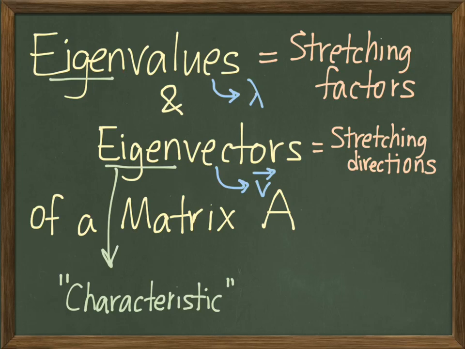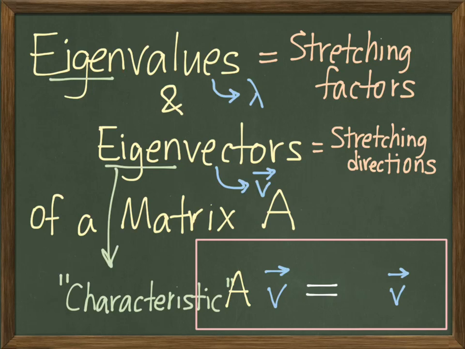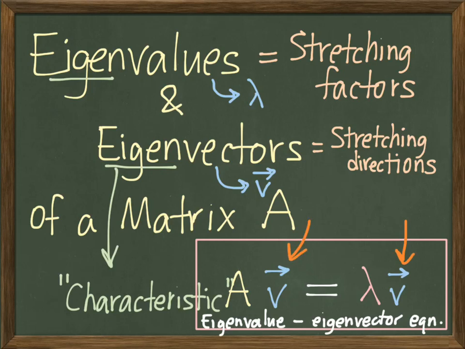If we represent an eigenvalue of a matrix with the Greek letter lambda, and an eigenvector of that matrix with the vector v, then the equation which describes the relationship between a matrix and its eigenvalues and eigenvectors is A times v equals lambda times v. It's called the eigenvalue-eigenvector equation. In other words, this equation tells us which vectors, those are the v's, are getting stretched to be a multiple of themselves, and that multiple is lambda, by the linear transformation A.